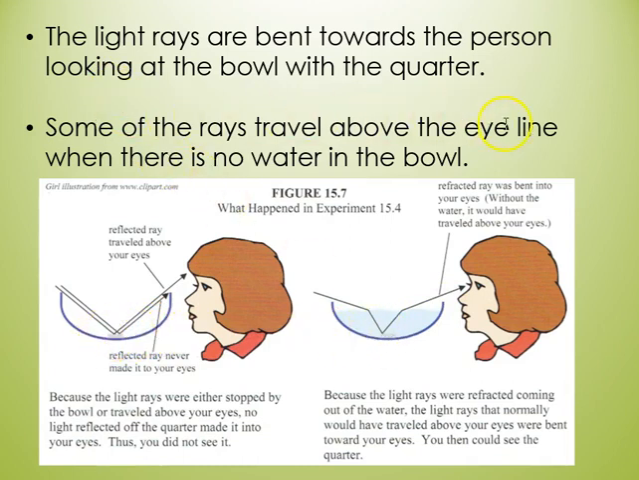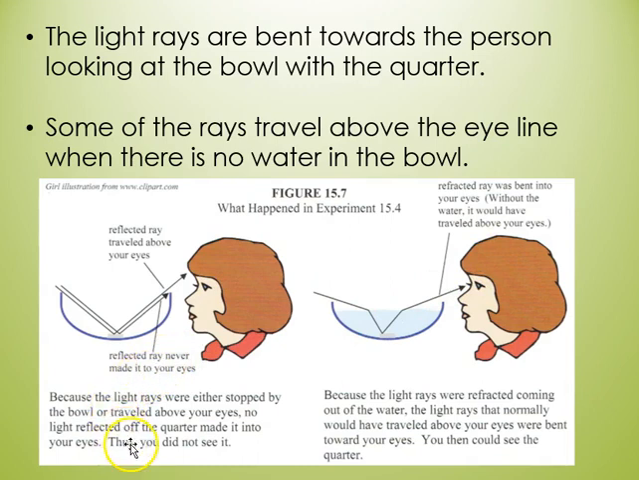Some of the rays travel above the eye line when there's no water in the bowl. So this person's looking into the bowl, and the reflected ray travels above the bowl towards your eyes. The reflected ray never made it to your eyes because it actually went too high.